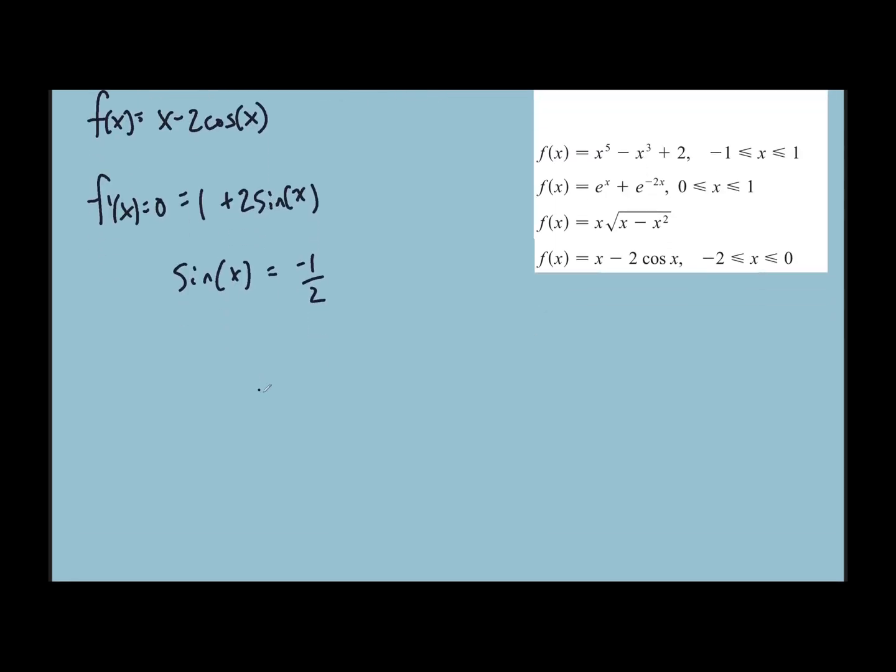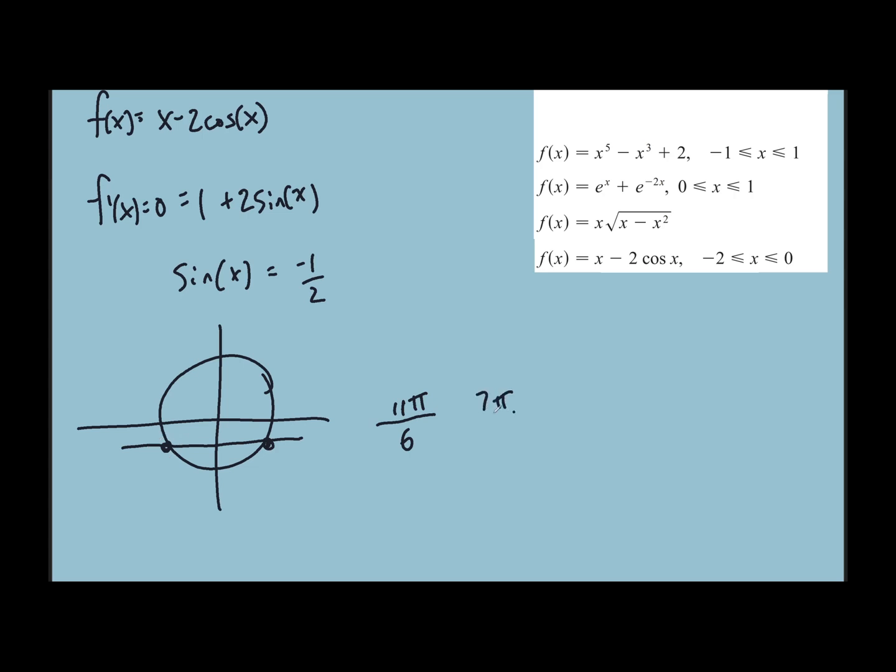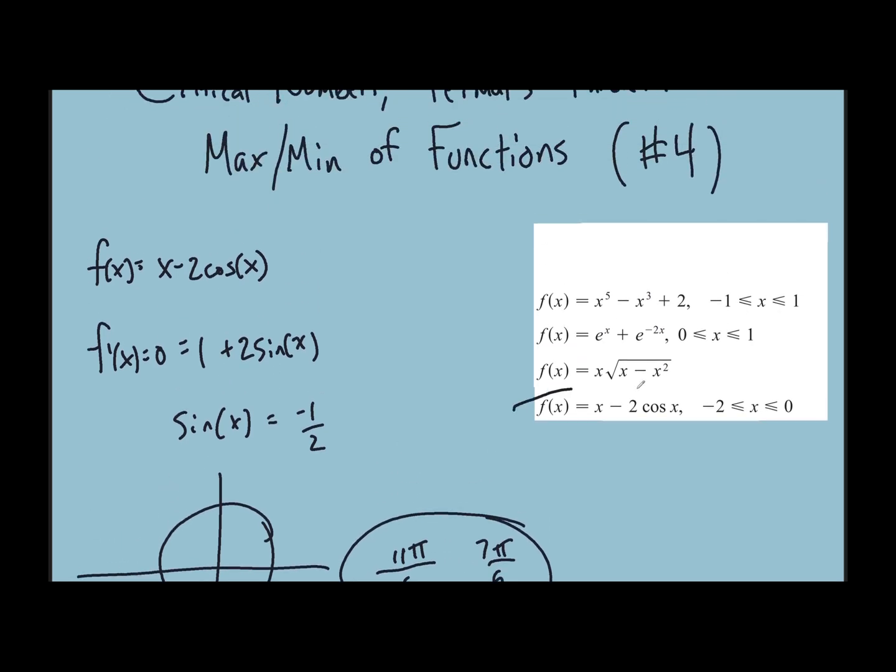So let's look at the unit circle real quick. Negative 1/2 is here. So that's going to be 11 pi over 6. Just 1/6 of a pi shy of 2 pi. It's going to be 1/6 of a pi more than a pi, so that's going to be 7 pi over 6. So here's our two critical values for x in this function. And I would just plug those in right here, 11 pi over 6 or whatever, and find my y values. And that would be where you would find your maximum and minimum.